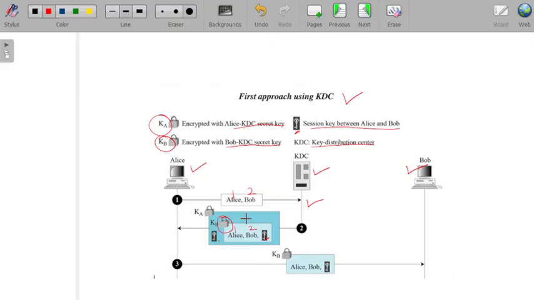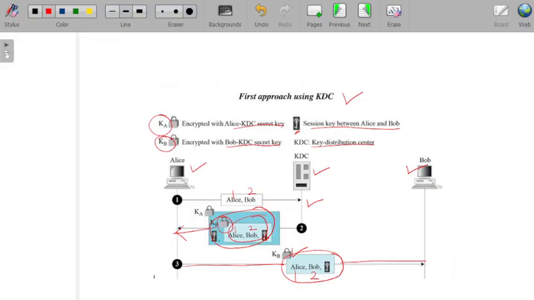Again, the whole message will be encrypted with Alice's key, which is shared between the KDC and Alice, and that message is sent from the KDC to Alice. Whenever Alice receives that message, she will send Alice, that is user number 1, user number 2, and the session key between Alice and Bob, encrypted with Bob's key, and that will be sent to Bob. So this is the approach for creating the session key, the secret key, between both users.